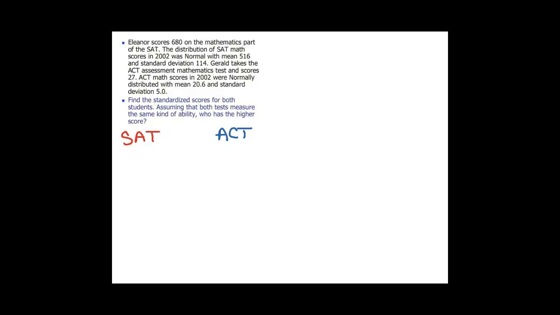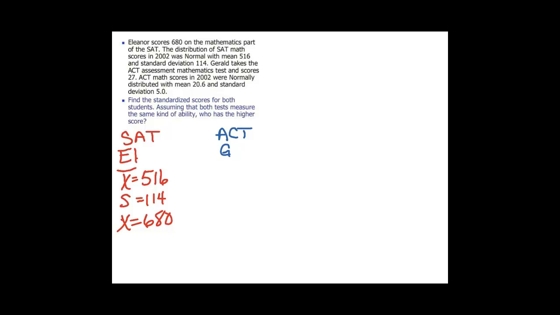Now, in this particular case, the SAT was taken by, let's see, I think it was Eleanor. So the SAT is Eleanor. We'll just call her L. And the exam itself had a mean of 516 and a standard deviation of 114. Gerald took the ACT, and his score was, oh, whoops, we forgot Eleanor's score. What did she score? She scored a 680. So I'm going to make that note here, x equals 680.